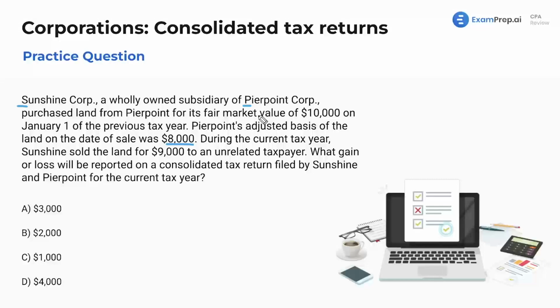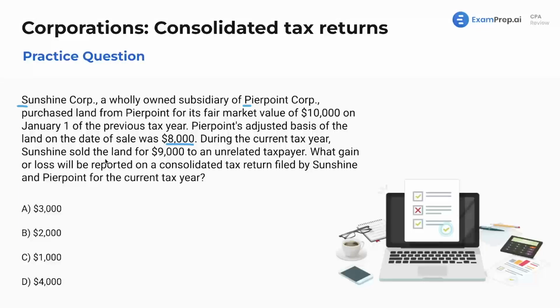And remember, this could be viewed as something malicious because a higher basis is beneficial. So you can't just keep selling your own assets to your wholly owned subsidiaries or to your parents to keep increasing your basis. Because then eventually when you sell it to an unrelated taxpayer, that's usually out of your control, and that's why that's taxable or recognized for tax purposes.